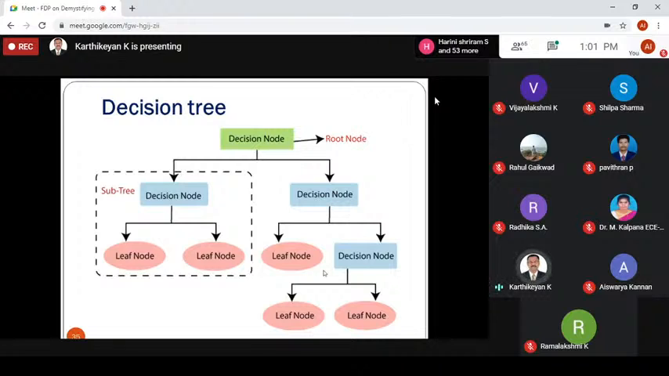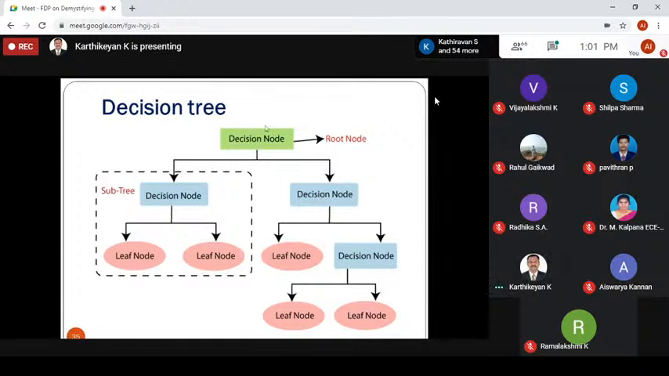Right. Now coming to the decision tree. The decision tree will have two different types of nodes: one is a decision node and another is a leaf node. It will be formed like a tree structure. There will be a root node. From the root node, the subtrees will be formed, and from the subtrees, the branches will be formed. Here is one example of a subtree, and here the branches are.